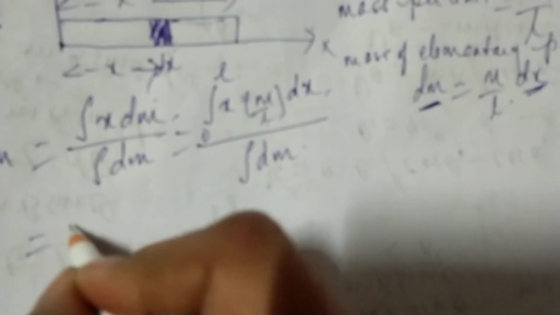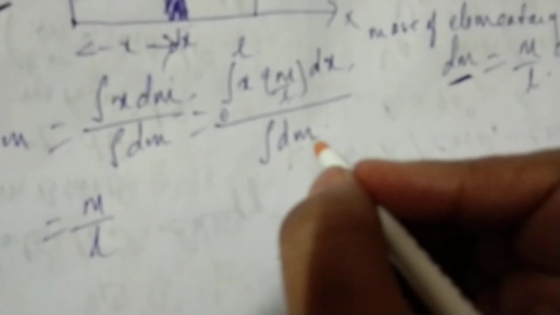I hope things are very clear over here. We have taken this as dm, right? Now in this case, we have substituted for dm, but here we have not substituted, because the integration of total mass is M only, so no need to do anything. So here we have got M by L. Let us take M by L outside, and the integration of this dm is M.